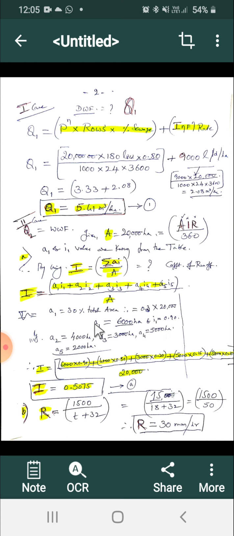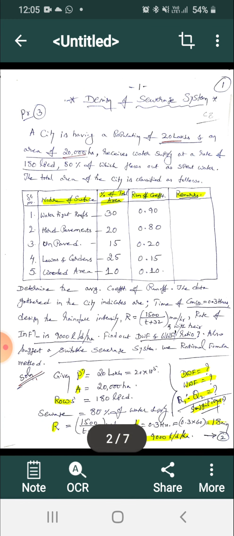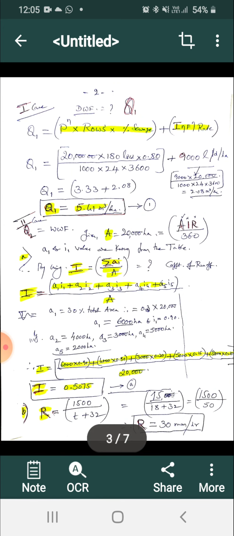Then similarly A2, I2, A3, I3, and the total number of items is how many? There are 5 items. Now the values we know. Substitute all the values in the equation. Totally 5 terms are coming, divided by the area. Area is 20,000. If you multiply with all these values, finally I is equal to 0.5075.